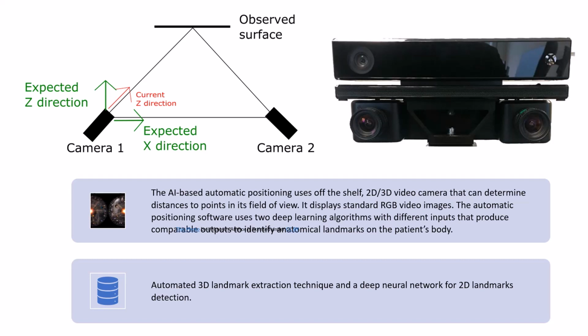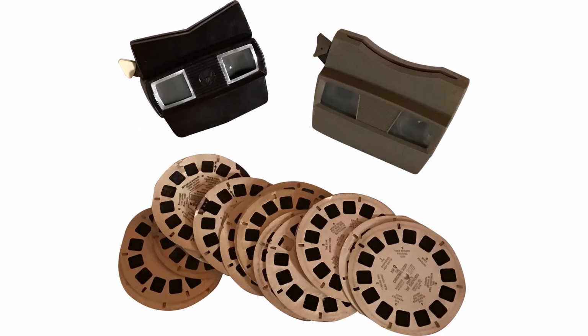The AI-based automatic positioning uses an off-the-shelf 2D, 3D video camera that can determine distances to points in its field of view. It displays standard red, green, blue video images. The automatic positioning software uses 2 deep learning algorithms with different inputs that produce comparable outputs to identify the landmarks on the patient's body.